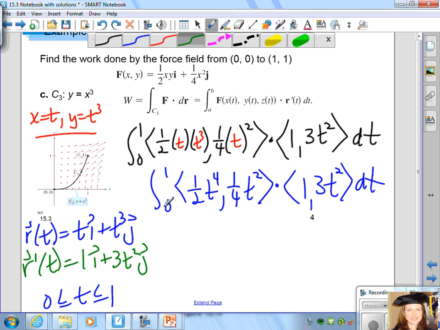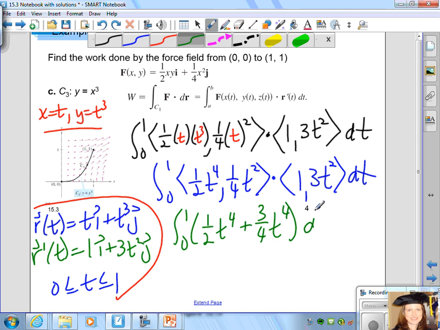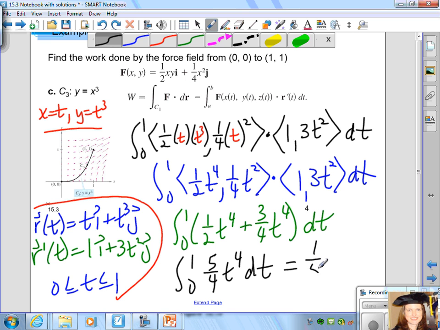Let's simplify that. We get the integral from 0 to 1. We're going to multiply the corresponding components together to get 1/2 t to the 4th plus 3/4 t to the 4th dt. Again, writing that as a single definite integral, combining like terms, we get 5/4 t to the 4th dt. And when you evaluate that definite integral, you also get 1/4. Again, if you go back to the previous examples, the answer was the same in this case.